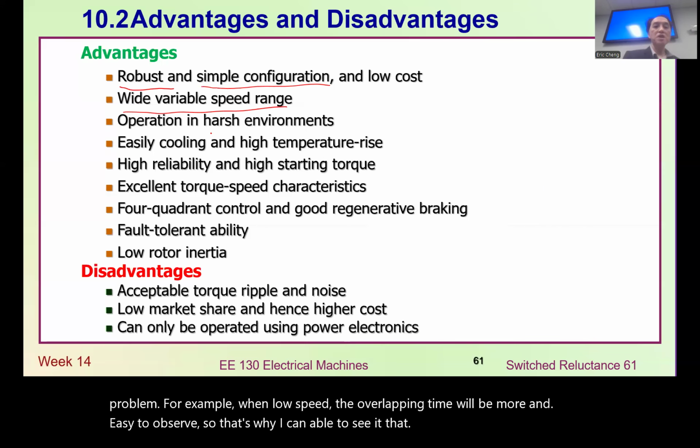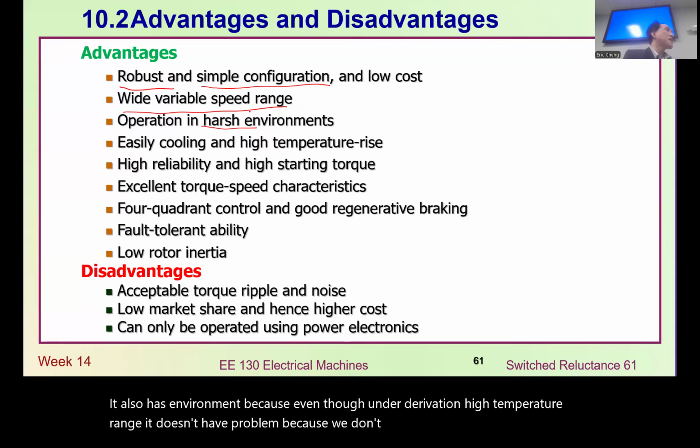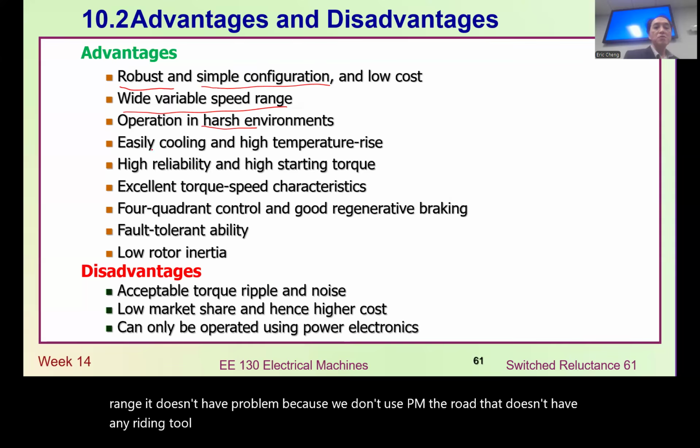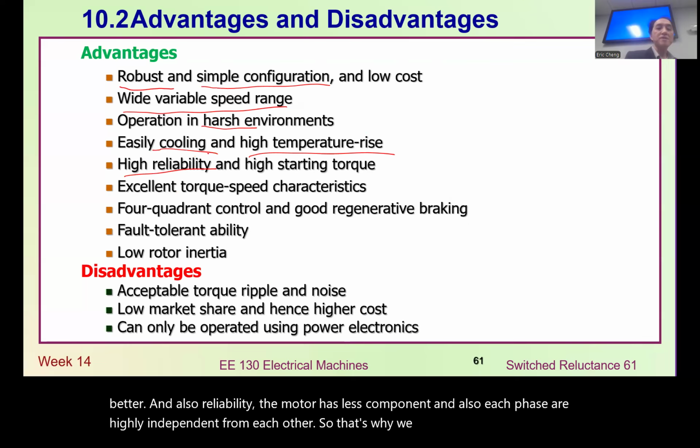And also harsh environment, because even under vibration and a high temperature range, it doesn't have a problem, because we don't use PM. The rotor doesn't have any winding too. So for cooling and high temperature, that will be much better. And also reliability: the motor has fewer components, and each phase is highly independent from the others. So that's why we don't have any reliability issue compared to other motors.